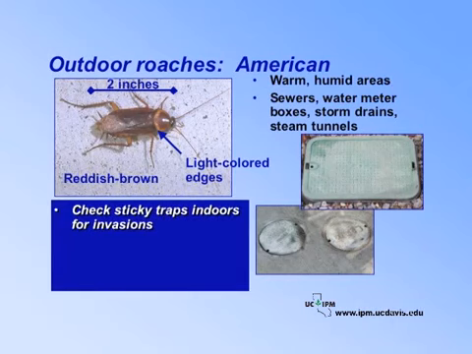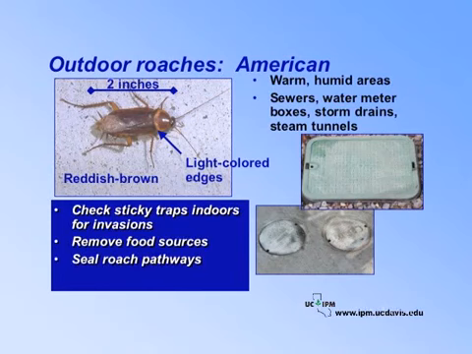Check sticky traps indoors for invasions of American cockroaches. You are most likely to find them in rooms kept warm. Remove food sources. Seal roach pathways into buildings, and bait near cockroach hiding places such as in water meter boxes or under manhole covers.